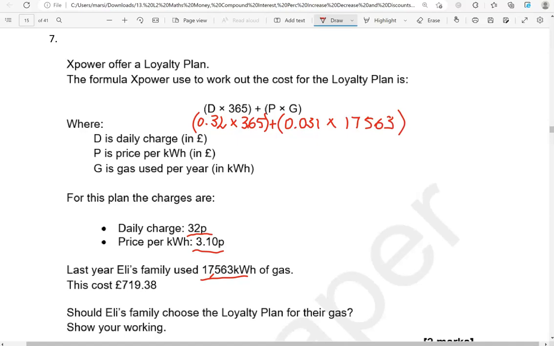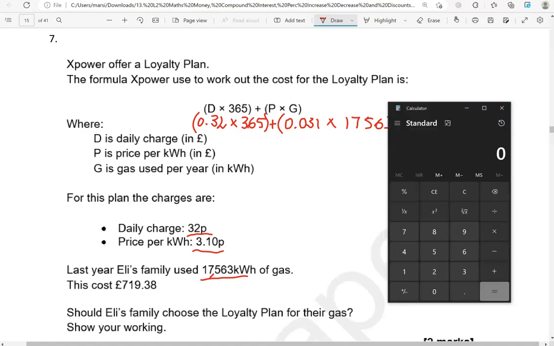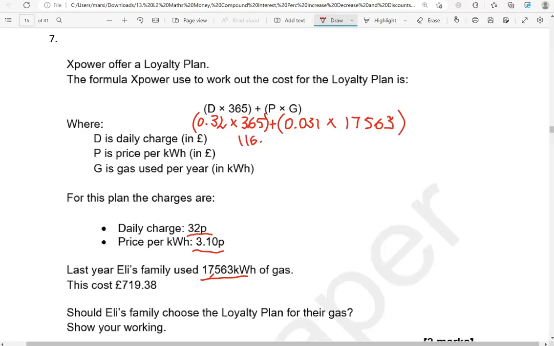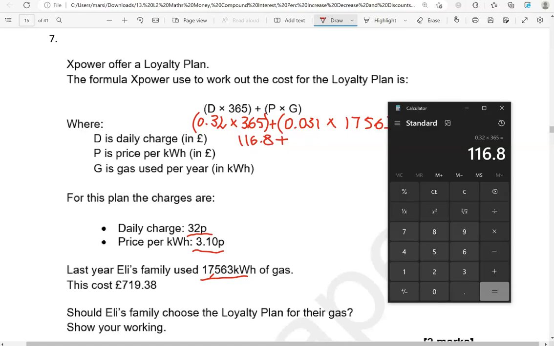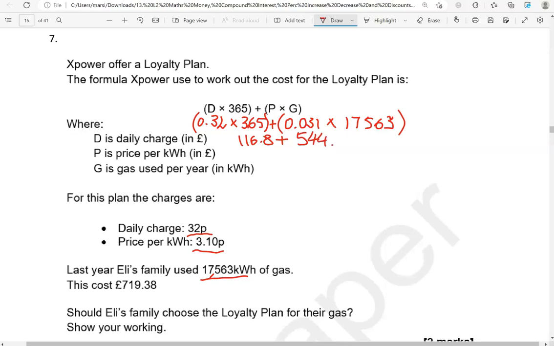So we need to do brackets first. BIDMAS tells us that. So we'll do 0.32 times 365, which is 116.8, plus, within the brackets, we have 0.031 times 17,563, which is 544.453.